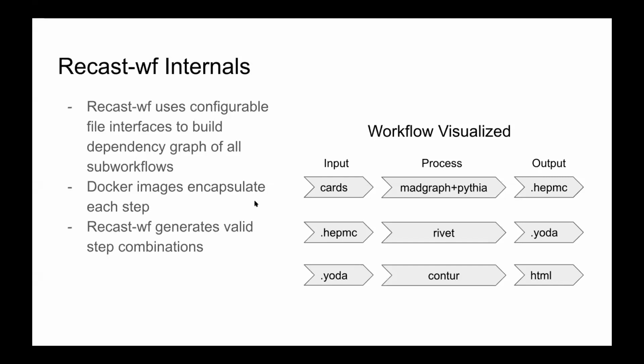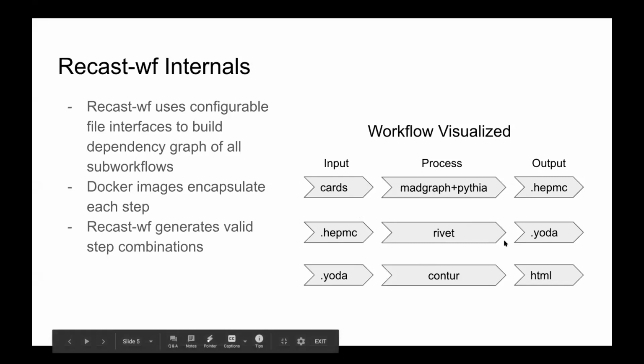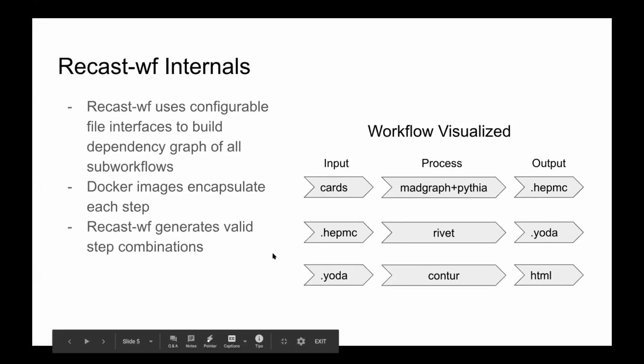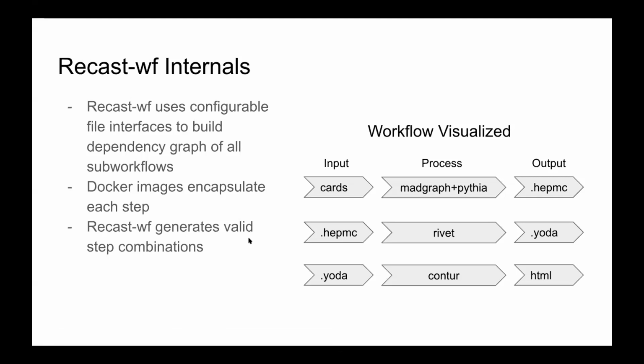So how does it actually work internally? Recast workflow has an idea of all the input and output files between each step, and it uses that to build a dependency graph of which processes require which inputs and which processes give which outputs. What's nice is that Docker images encapsulate each step. So when you go to run it using Yadage, there are no assumptions about the environment you're on. This will work on Windows and Mac, and you don't have to run any sort of shell script to set it up. Essentially it generates these step combinations from which the user can pick.